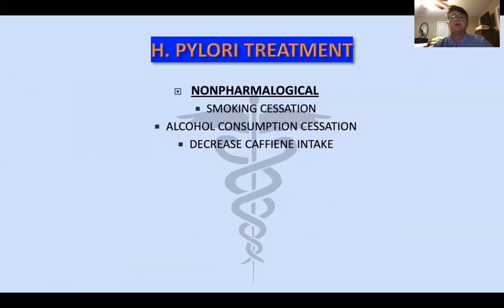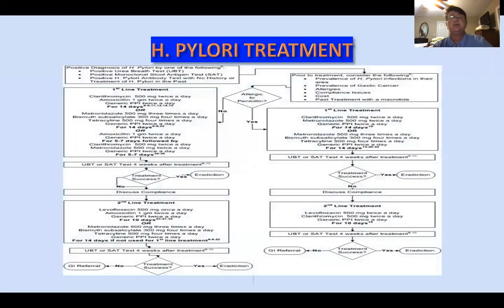Treatments for H. pylori include smoking cessation, alcohol cessation, and decreased intake of caffeine on the non-pharmacological side. On the pharmacological side, you want to be sure that they are treated with antibiotics and proton pump inhibitors. For those patients that are not allergic to penicillin, the first line treatment is clarithromycin and amoxicillin twice a day for 14 days. If that treatment is not successful, you would move on to the second line, which is levofloxacin, amoxicillin, and a generic proton pump inhibitor.